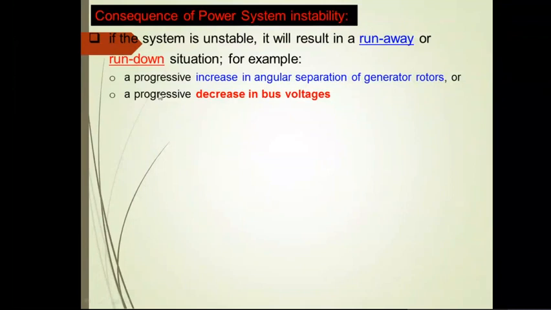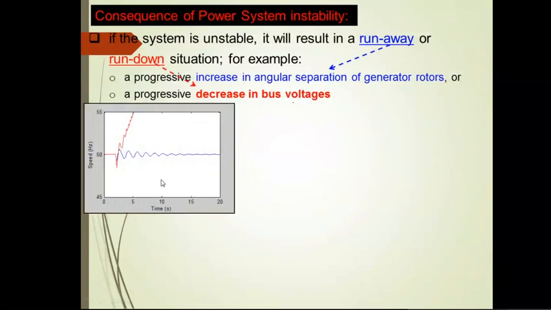So here there could be a case that you have an increase in the angular difference between the generator rotors, or there could be a decrease in the bus voltage. This is referred to as a runaway situation, that means angular difference increase between the generator rotors, and a rundown situation will be a decrease in the bus voltage.